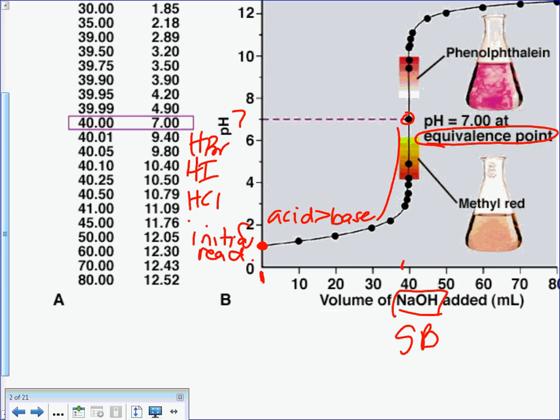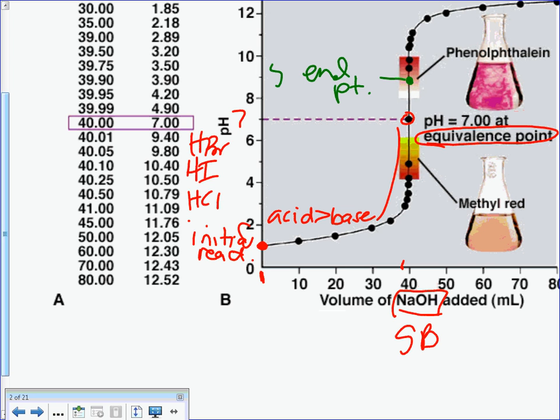The end point. So if I were using phenolphthalein, the end point would be right there. Is the end point equal to the equivalence point? No. It would be great if they overlapped a little bit more, but we've got indicators to choose from. Not every single time is it going to land right on it. So the end point in this case is higher than the equivalence point, but that's okay.